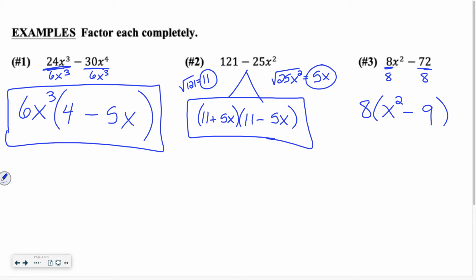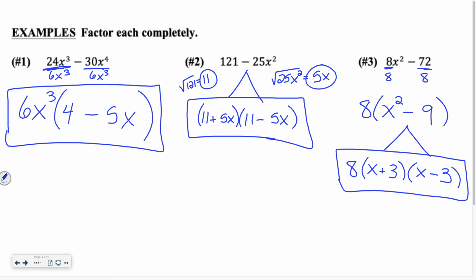Right. Then you look at the parentheses, and we can actually factor this again because there are two perfect squares. X squared is a perfect square, and so is 9. So we break it apart into two parentheses. The square root of x squared is x. The square root of 9 is 3. So we get a plus and a minus. And then we have to keep that GCF in the front. So we have 8, x plus 3, x minus 3. That's as far as we can go.